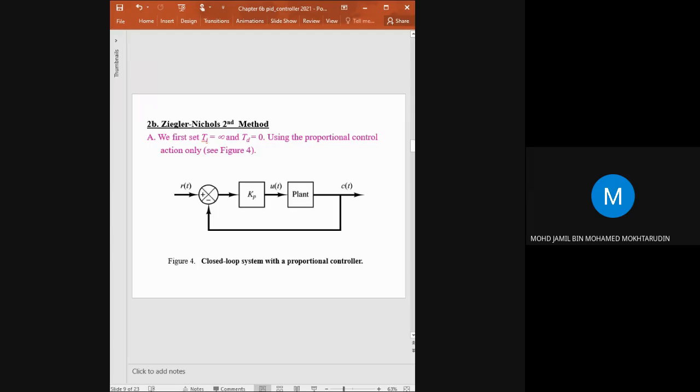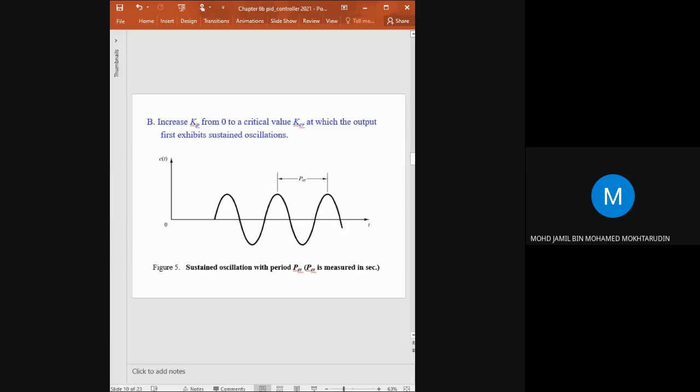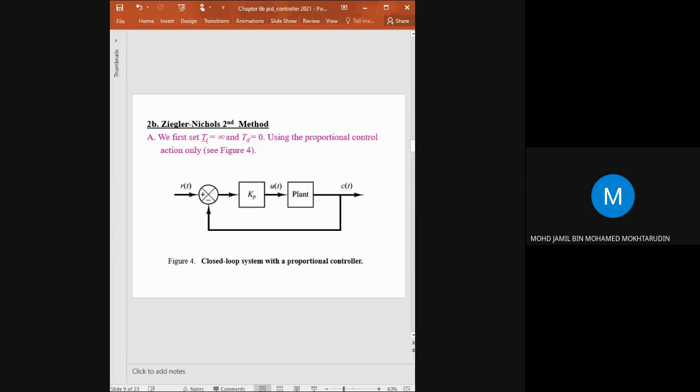Okay, so just now is the first method, the Ziegler-Nichols first method. Now we look at the Ziegler-Nichols second method. So for the second method, we first set Ti equals infinity and Td equals 0. So basically we use only the proportional gain. Okay. So we do the same thing. We use only the gain, and then we do experiment on this system to get the time response.